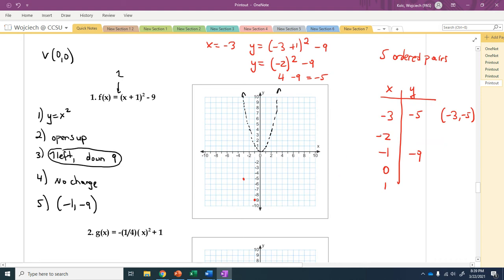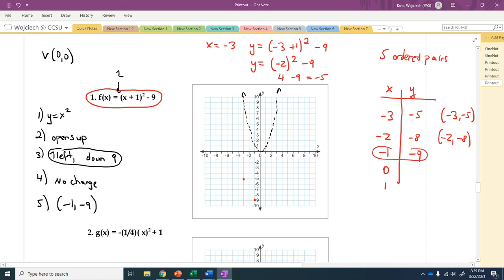Now, when x is negative 2, okay? So let's do this in our head. Let's use this function over here. When x equals negative 2, what's negative 2 plus 1? Negative 1. What's negative 1 times negative 1? Positive 1. So this gives you 1. What's 1 minus 9? Negative 8. So when x is negative 2, y is negative 8. So the ordered pair would be negative 2, negative 8. Okay, we already know what happens here.